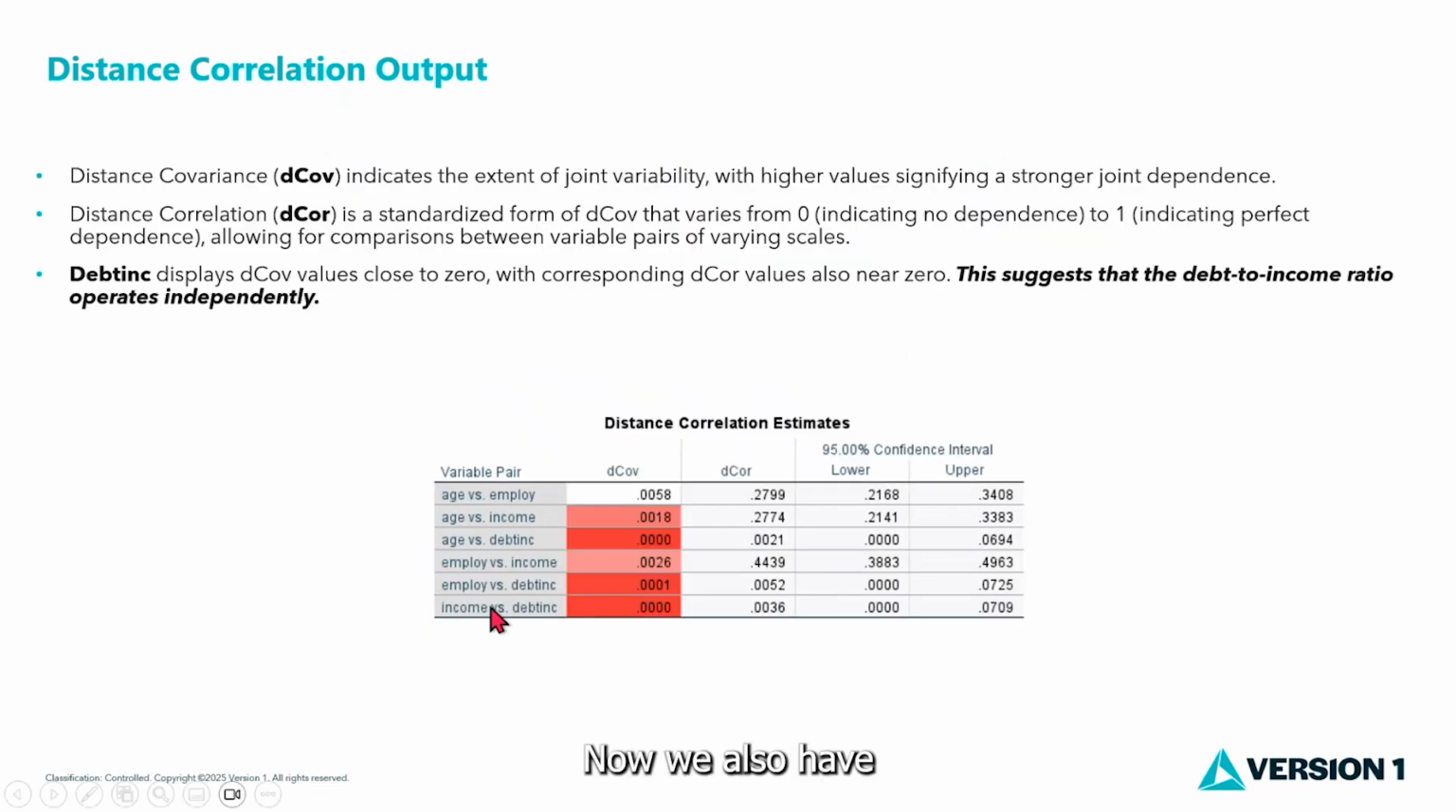Now we also have the distance correlation estimates table. So distance covariance, you can see that here. Again, I've used the color scales procedure, but this will show me the extent of joint variability. Higher values signify stronger joint dependence. What you notice is that if we look at debt income here, debt income here, debt income here, these values are very low. And it suggests that the debt to income ratio operates independently.